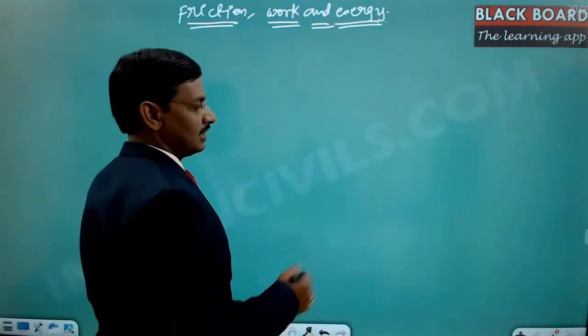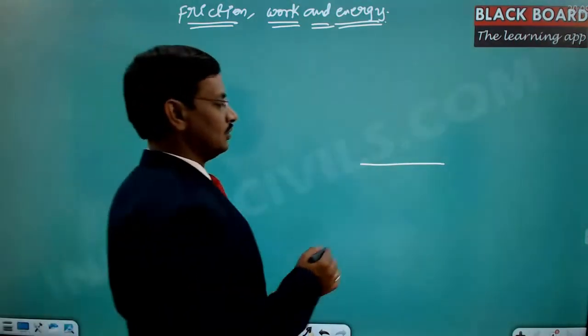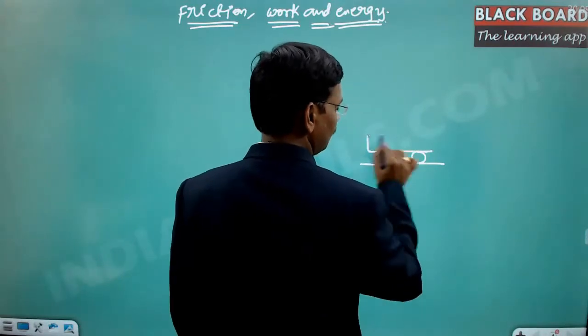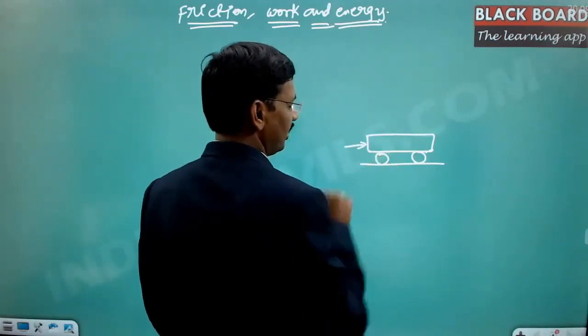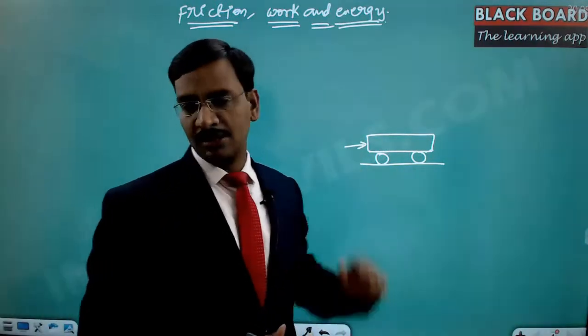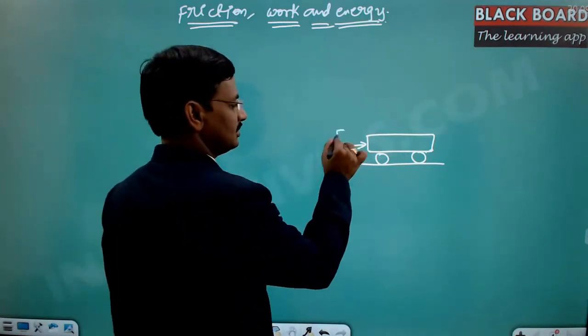Let us take one simple example. Let us say this is the road. On this road we have our car, and we want to move this car manually, so we apply a force on it. This is F.